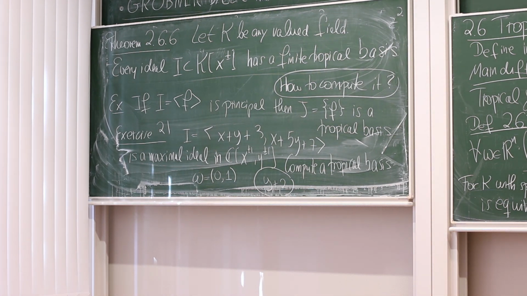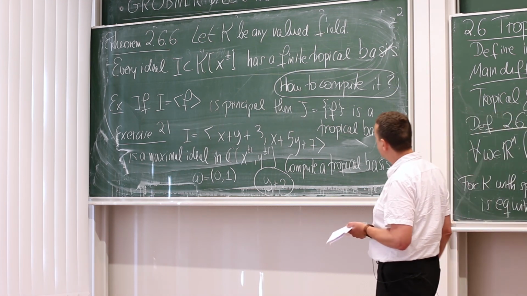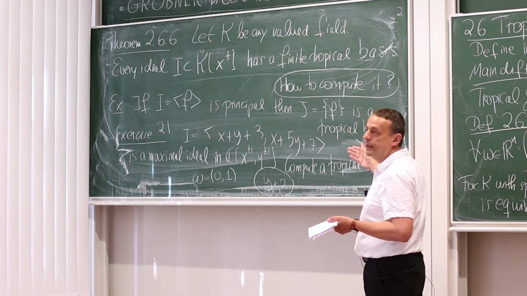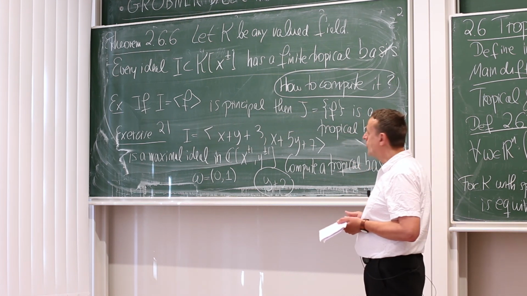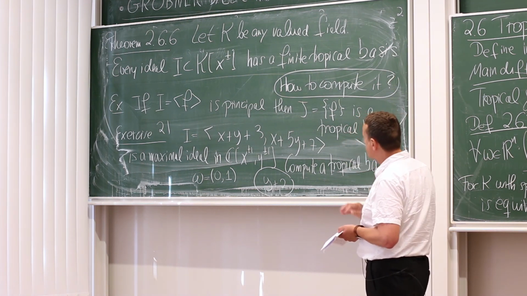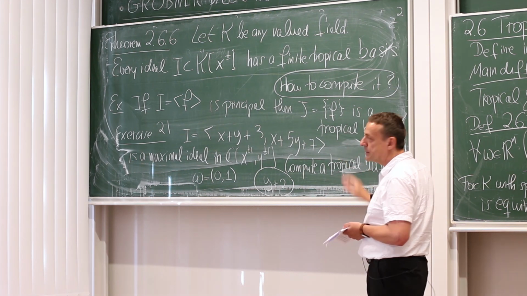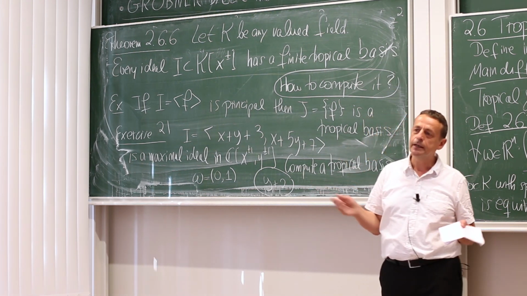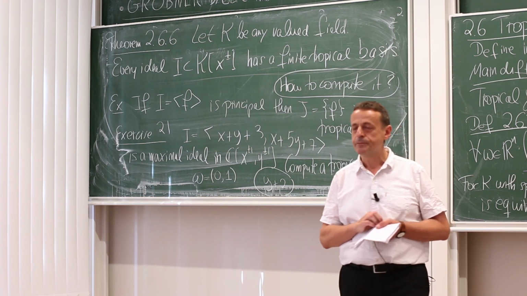But it also gives us a hint, right, how to enlarge this to a tropical basis. We have to throw in additional polynomials in a kind of Gröbnerian way. And in this example, you do the obvious thing. You eliminate x, you eliminate y, and it will make a tropical basis.